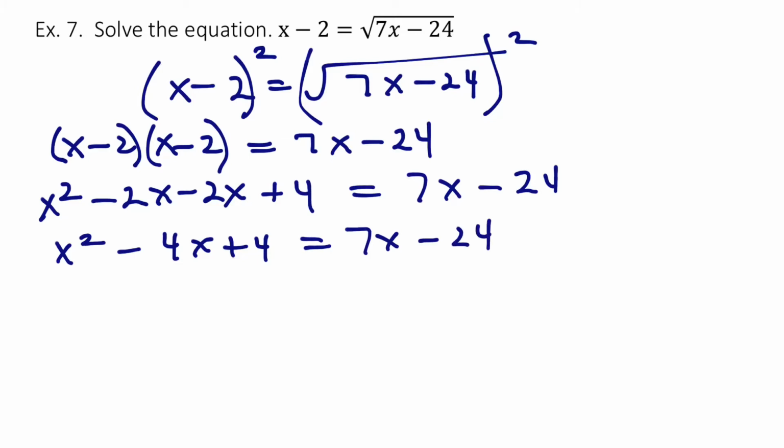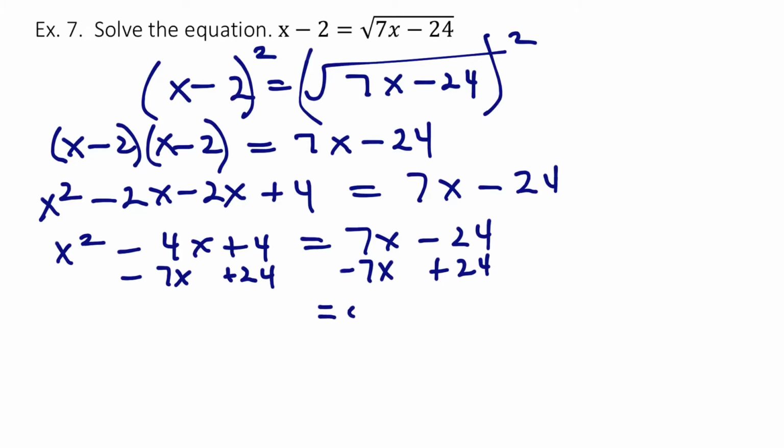Okay, so I've got a quadratic again. I'm left with a squared term. So I want to get all the terms onto one side and have a positive coefficient of my x squared term. So I'm going to subtract 7x and add 24 over to the other side.